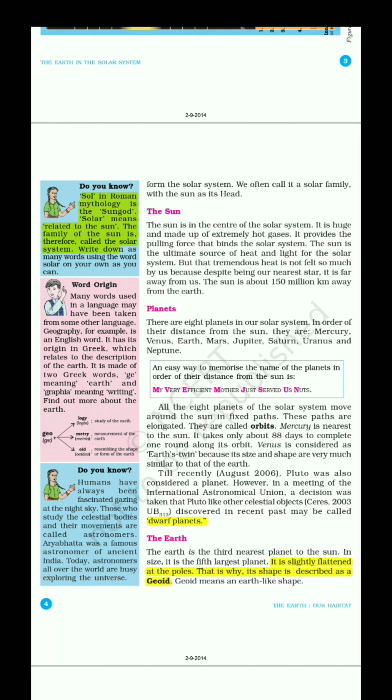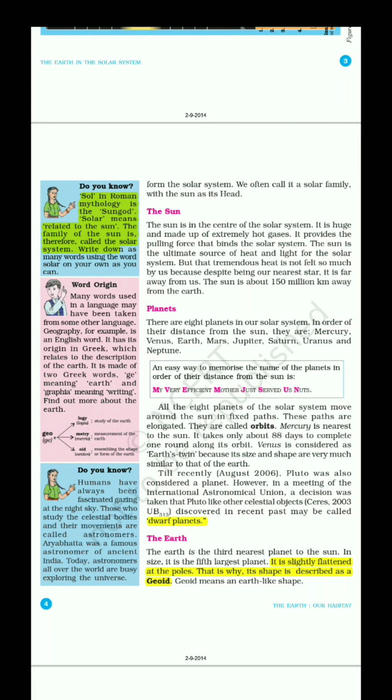Sun, center of the solar system, huge and made of extremely hot gases, 150 million kilometers away from the Earth. Figures are not important. If you are preparing for UPSC, it can be important. It may be important, but these days it's not asked. Okay.